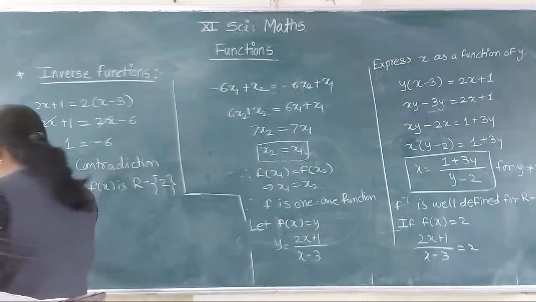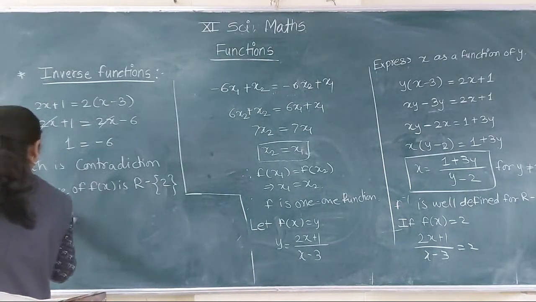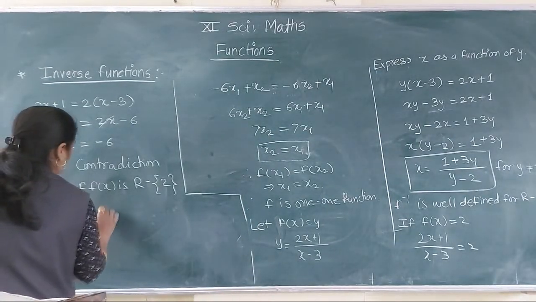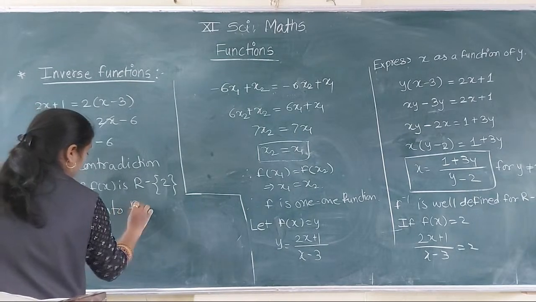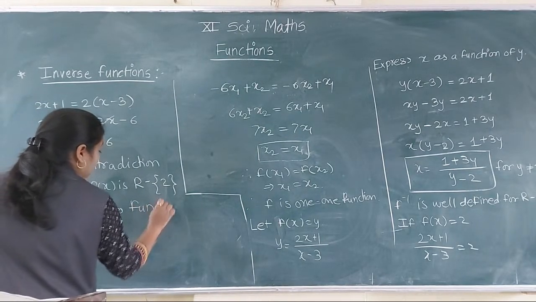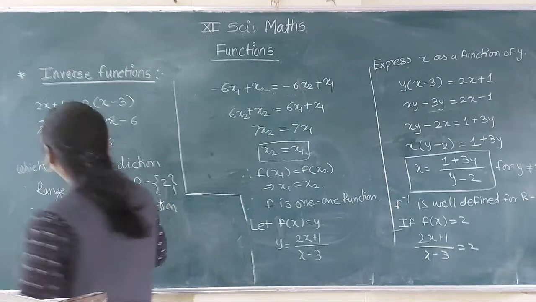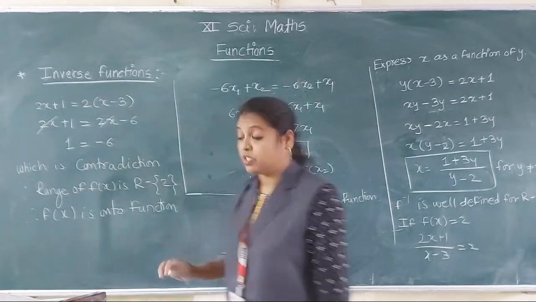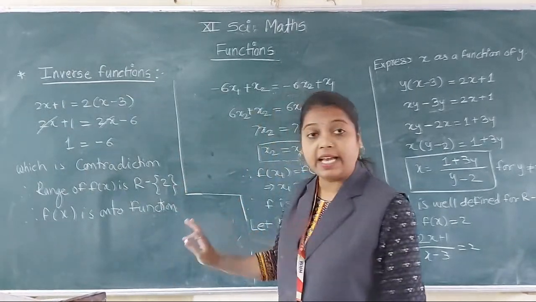Therefore, f of x is onto. Therefore, f of x is onto function. What did we have to check? Determine whether the function has an inverse. We have to see whether the inverse function exists.